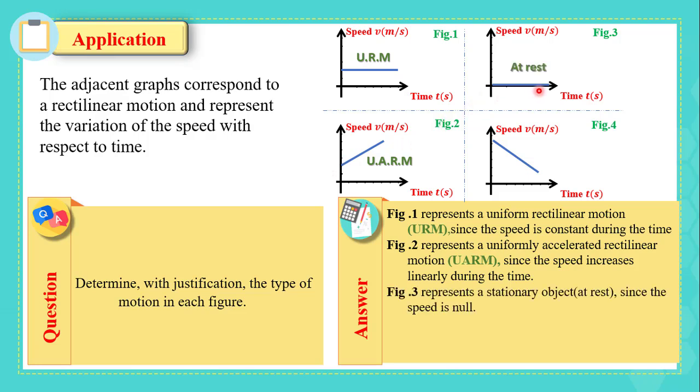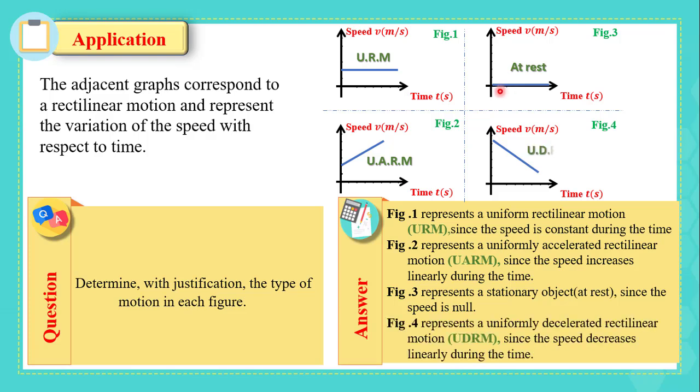Figure 3 represents a stationary object. The object is at rest since the speed is null. In figure 4, the speed decreases linearly with time. Then, the figure represents a uniformly decelerated rectilinear motion.